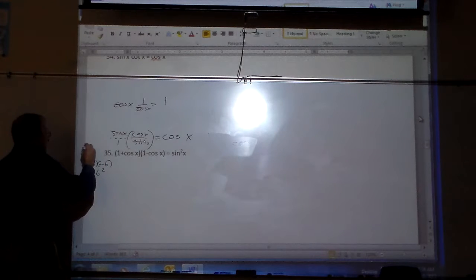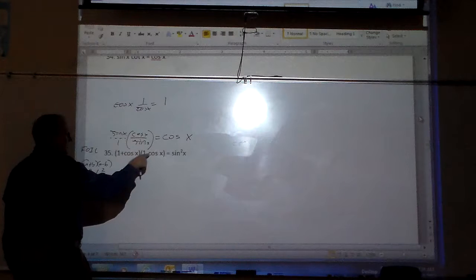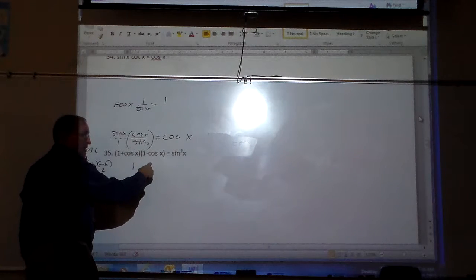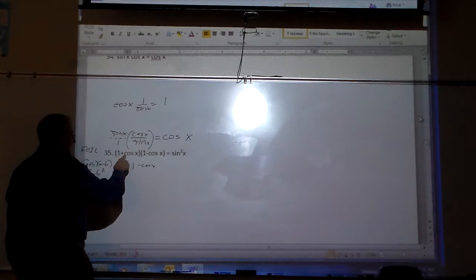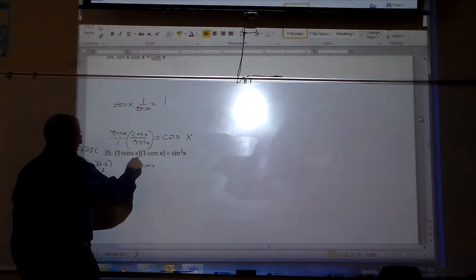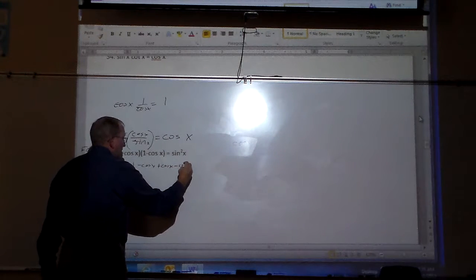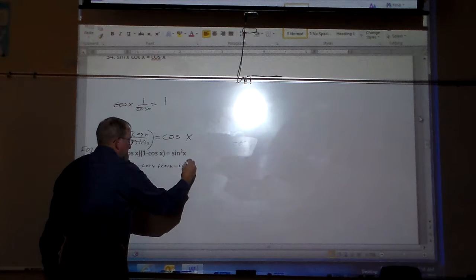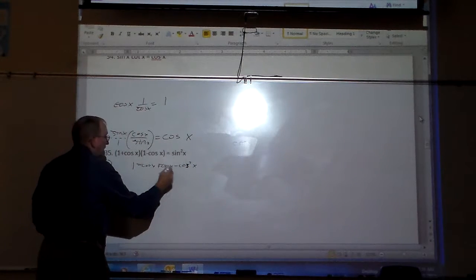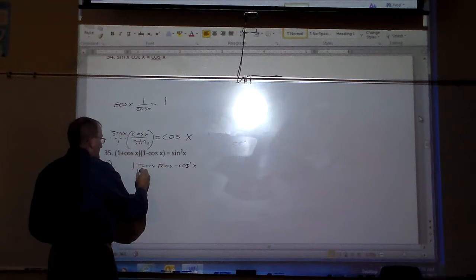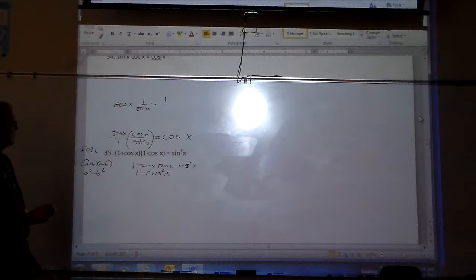If I FOIL this, first, outer, inner, and last, 1 times 1 will be 1. 1 times negative cosine is a negative cosine x. I'll go ahead and write it out so we can see it. The inside terms would be a positive cosine x. And the last terms would be a minus cosine squared x. You make a very good S there. Well, guess what's going to happen to these? They're going to cancel out. So I'm going to have left a 1 minus what? Cosine squared x. All right?